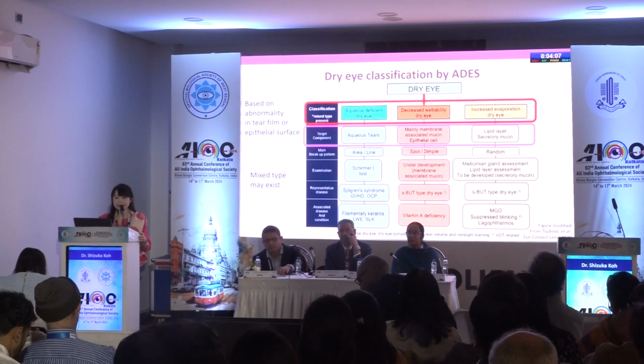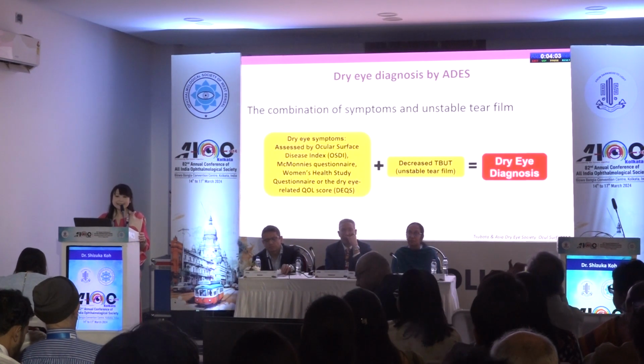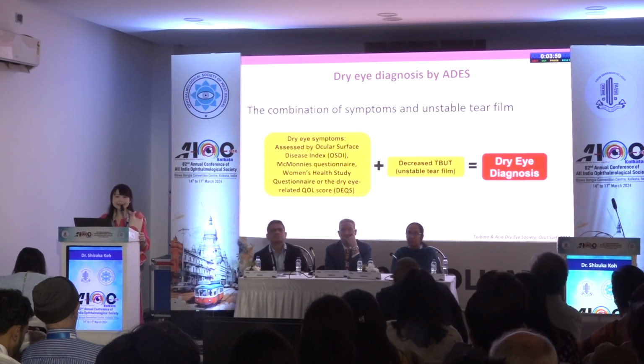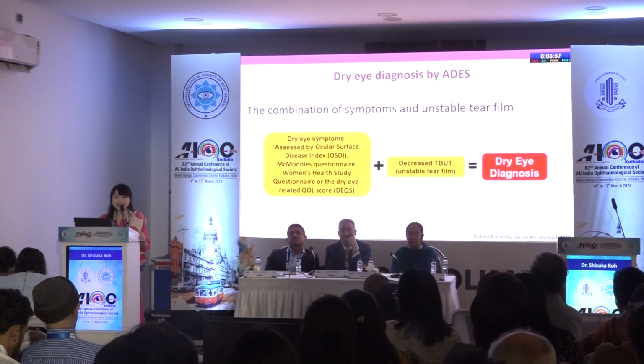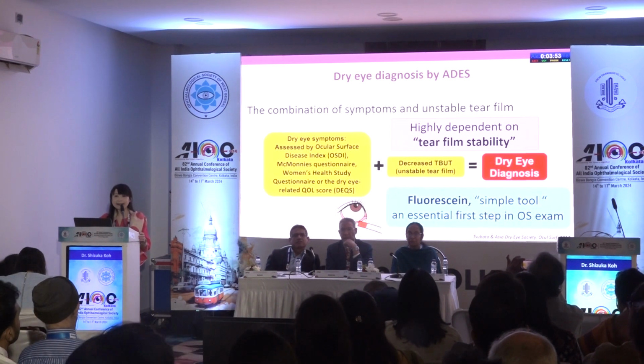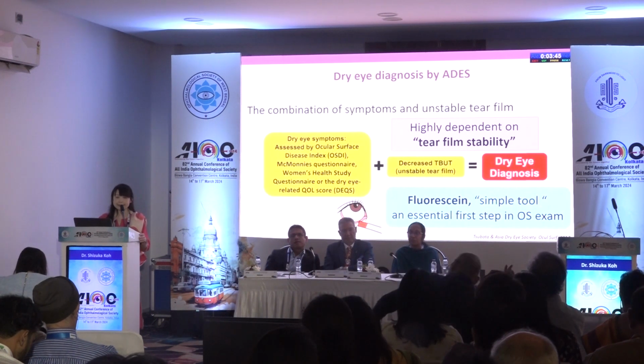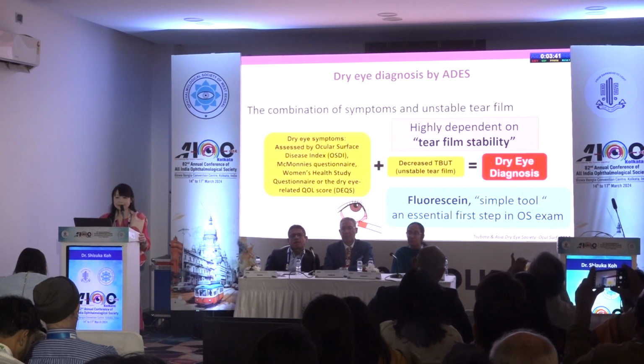According to the ADES, dry eye can be diagnosed with a combination of symptoms and unstable tear film. This is very simple, and it is highly dependent on tear film stability. But actually, with just a simple tool, fluorescein, we can diagnose dry eye.